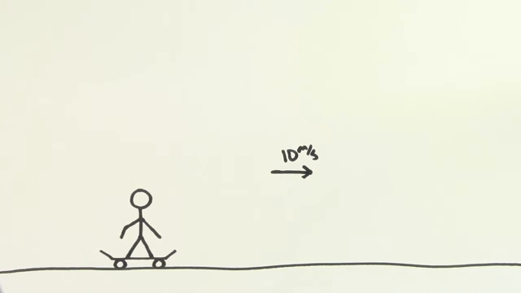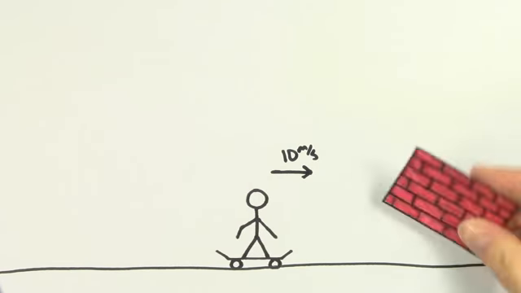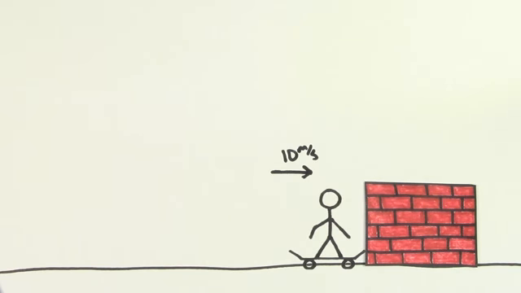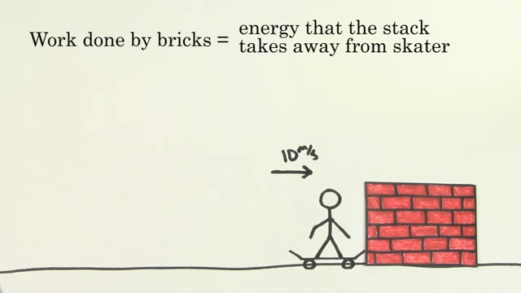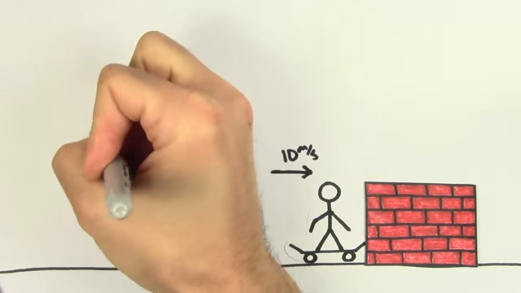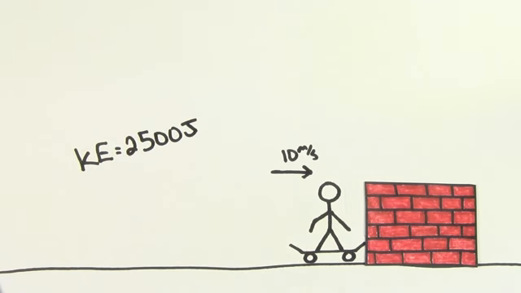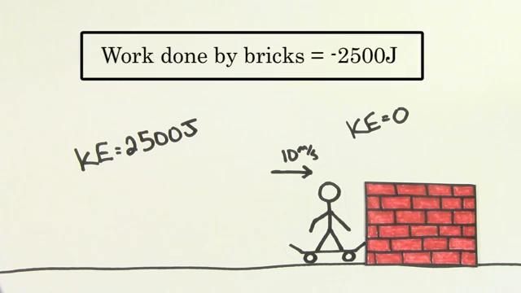Now imagine that the skateboarder who's moving with 10 meters per second gets stopped because he crashes into a stack of bricks. The stack of bricks does negative work on the skateboarder because it takes away energy from the skateboarder. To find the work done by the stack of bricks, we just need to figure out how much energy it took away from the skateboarder. Since the skateboarder started with 2,500 joules of kinetic energy and ends with 0 joules of kinetic energy, it means that the work done by the bricks on the skateboarder was negative 2,500 joules. It's negative because the bricks took away energy from the skateboarder.